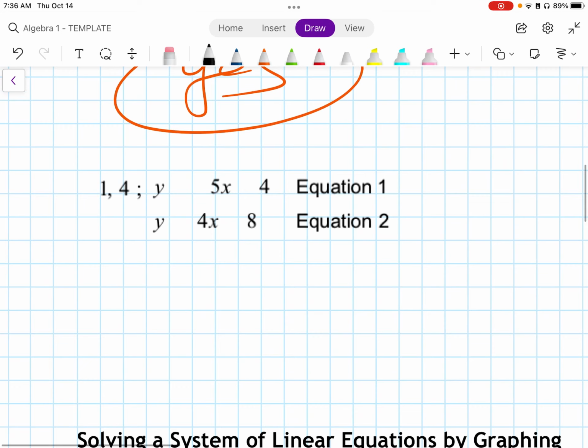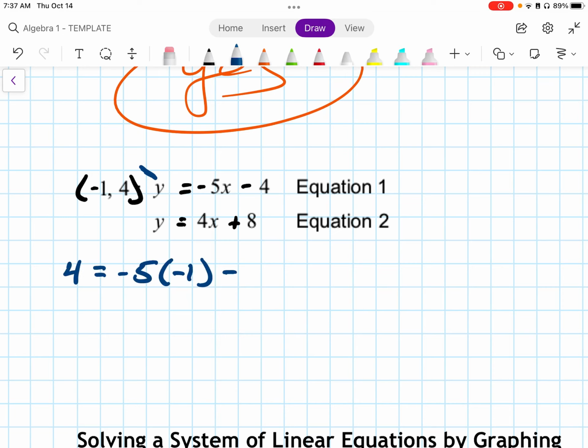Alrighty, scrolling down. This should be a negative 1. That should be a positive 4. Then I have y equals negative 5x minus 4, and y equals 4x plus 8. Again, I just need to plug in and see if it works out. I'll plug into the top one first. I'll have 4 equals negative 5 times negative 1 minus 4. So 4 equals 5 minus 4, which is not true.